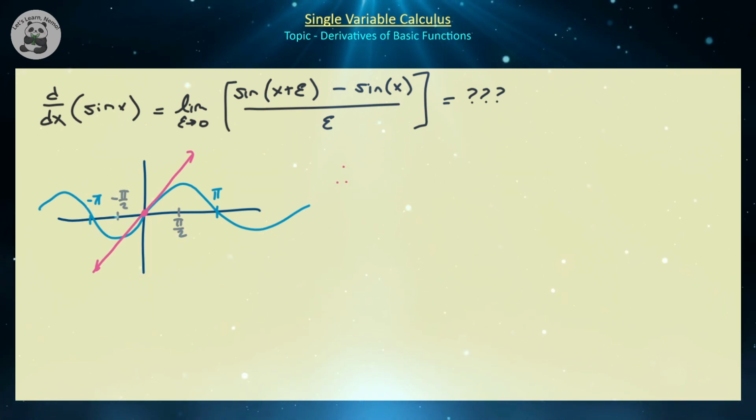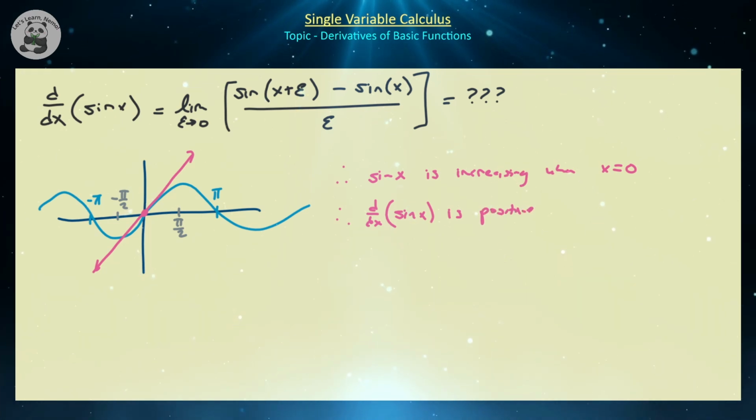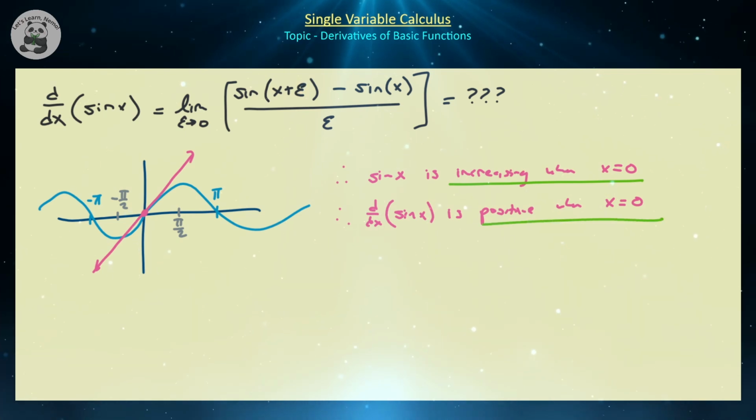So therefore we can say that the function sine of x is increasing when x is equal to 0, and since sine of x is increasing when x is equal to 0, that means the derivative of sine of x, which we don't know, is going to be positive when x is equal to 0. So the derivative could be equal to 3, it could be equal to 10, it could be equal to 1, it could be equal to a half, it could be equal to some positive number because the original function with which the derivative is associated is increasing, right? So if a function is increasing, that means the derivative is positive.